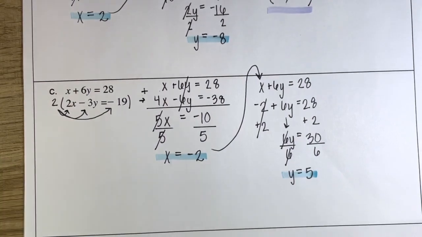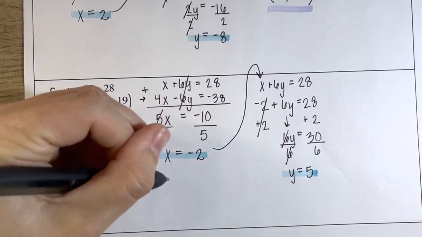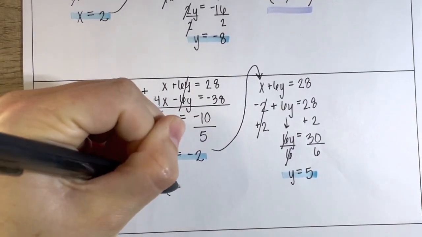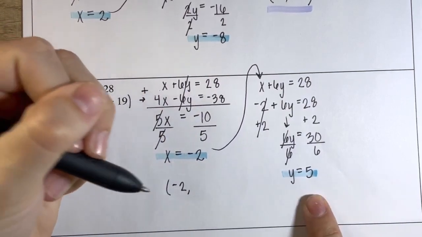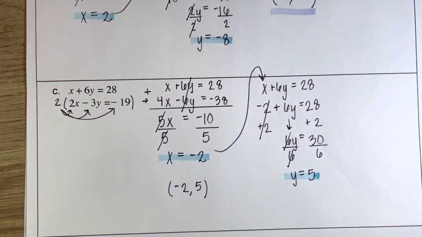So then just remember to write your points all together. So x comma y, our x was -2. And then our y was 5. So -2 comma 5.